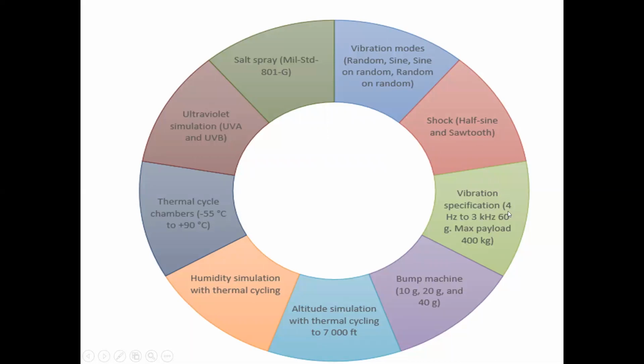Then vibration specification 4 hertz to 3 kilohertz, 60 gram maximum payload for 400 kg. Then bump machine 10 gram, 20 gram, 40 gram, like that. Altitude simulation with thermal cycling up to 7,000 feet. Then humidity simulation with thermal cycling. Then thermal cycle chambers minus 55 degree to plus 90 degree are available, and in that the testing is done. Then ultraviolet simulation is also done, and salt spray and the military standard 810G tests are done. So this is about the testing.